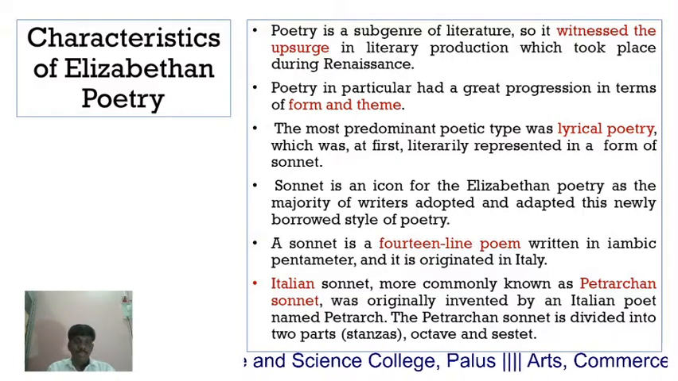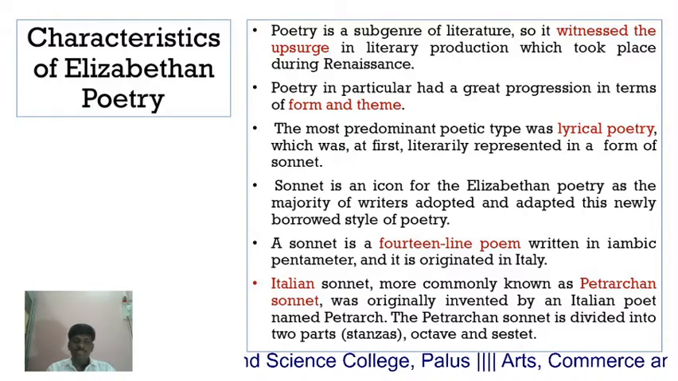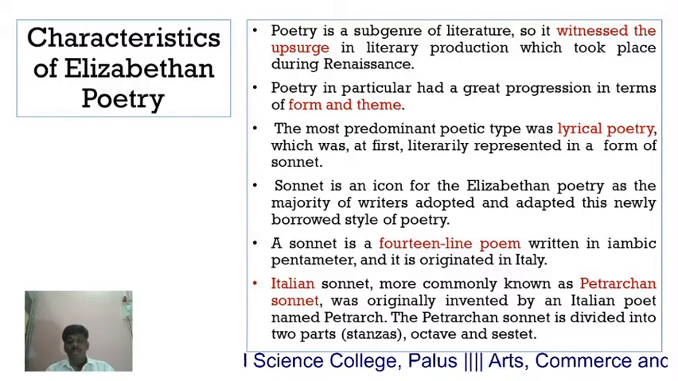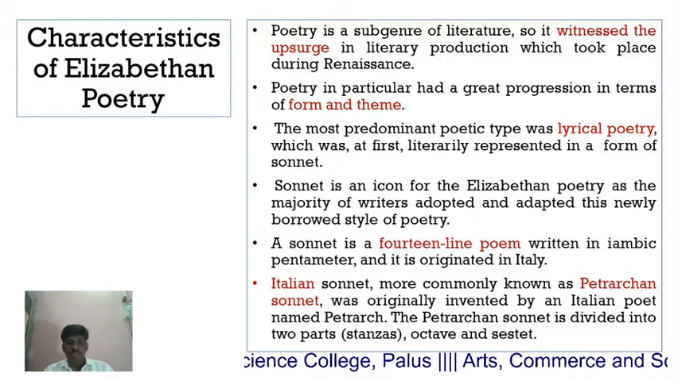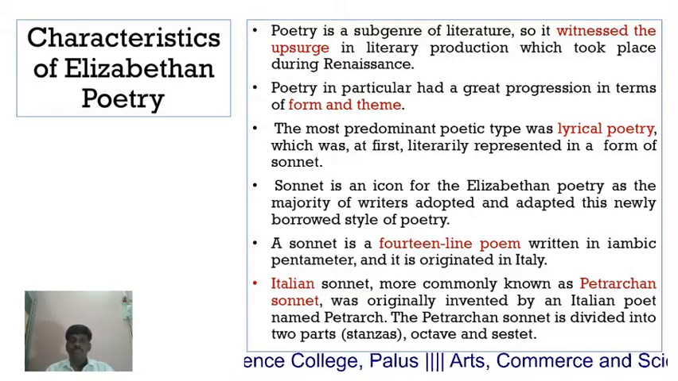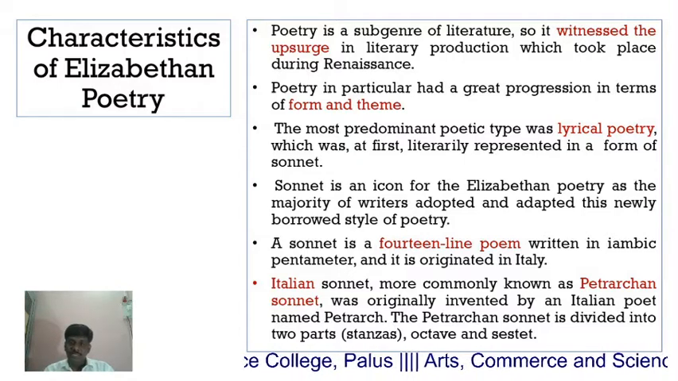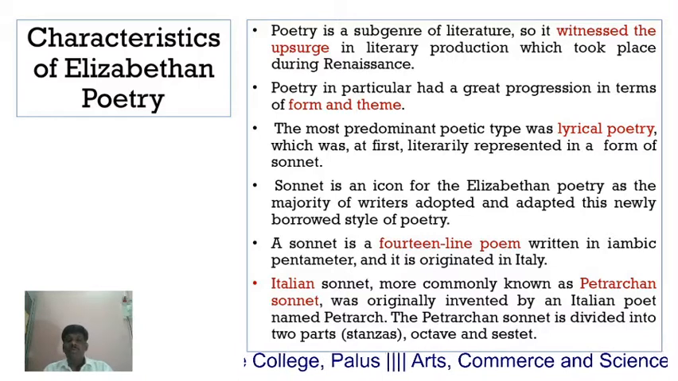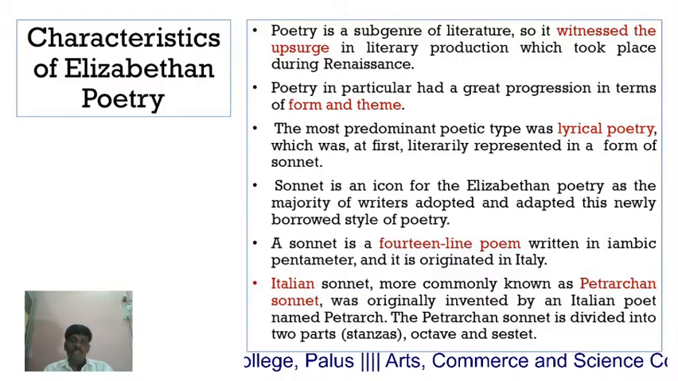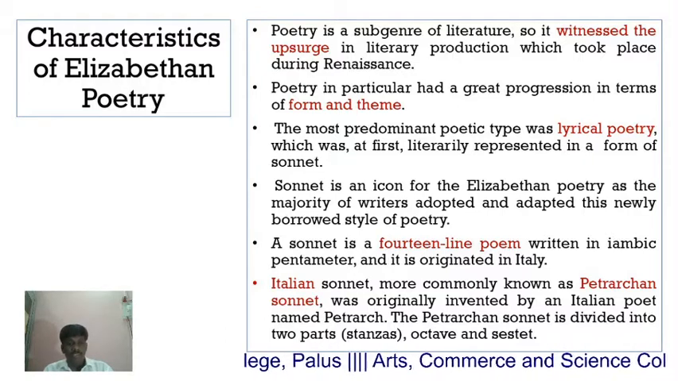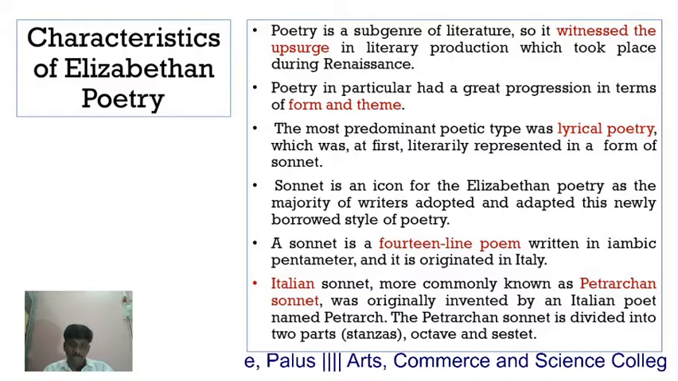What is iambic pentameter and why it is 14 lines, we will discuss in detail when we are dealing exclusively with the sonnet type. Here we are more concerned with the characteristics of Elizabethan poetry. So this is a 14 line poem written in iambic pentameter, and it originated in Italy, as I told you. The Italian sonnet is more commonly known as a Petrarchan sonnet.